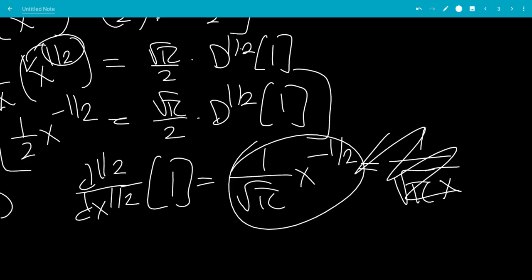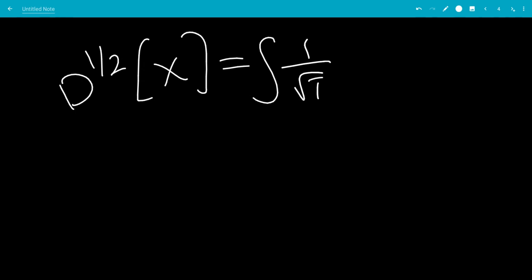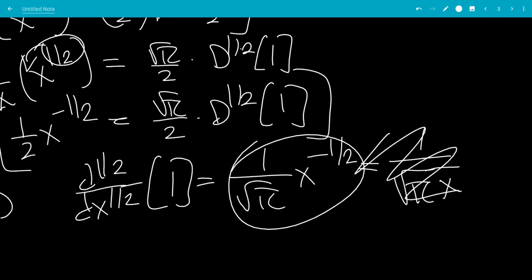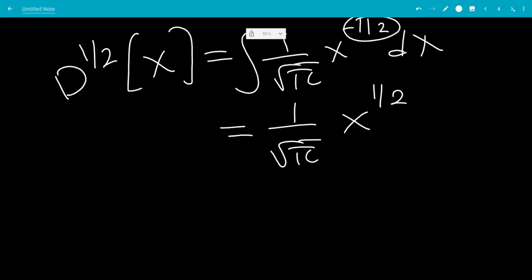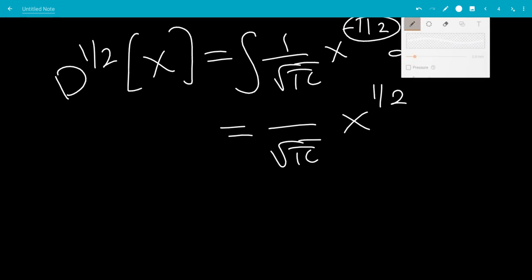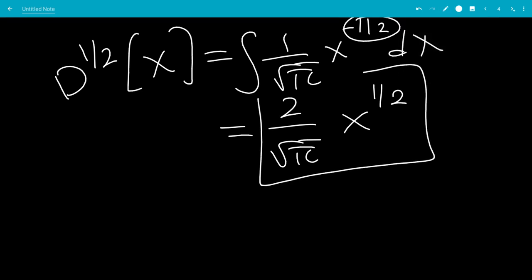So now we have the half derivative of x will be the integral of this, so that would be 1 over the square root of pi times x to the minus 1/2 dx. Yeah. So 1 over square root of pi we can take to the front. We're going to add 1, so this will be x to the 1/2, because 1 plus negative 1/2 is 1/2, and then we're going to multiply by 2. So all in all, that will leave us with 2 over the square root of pi times x to the 1/2. And that is the end of the video.